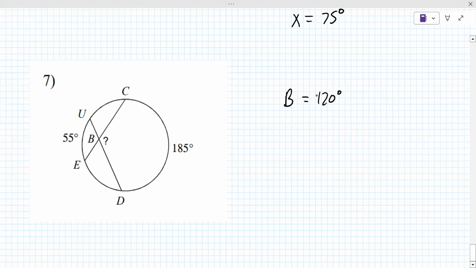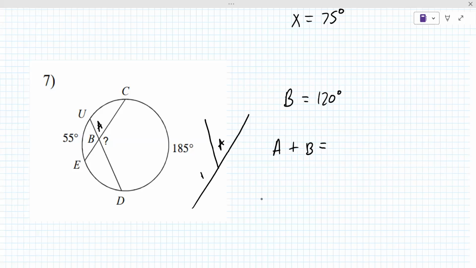Now, what if they wanted A? How are A and B related to each other? A is the other angle over here. B is this angle here. I mean, it would equal 360 in total, right? So let me draw it without all the other stuff. Here's A and here's B.